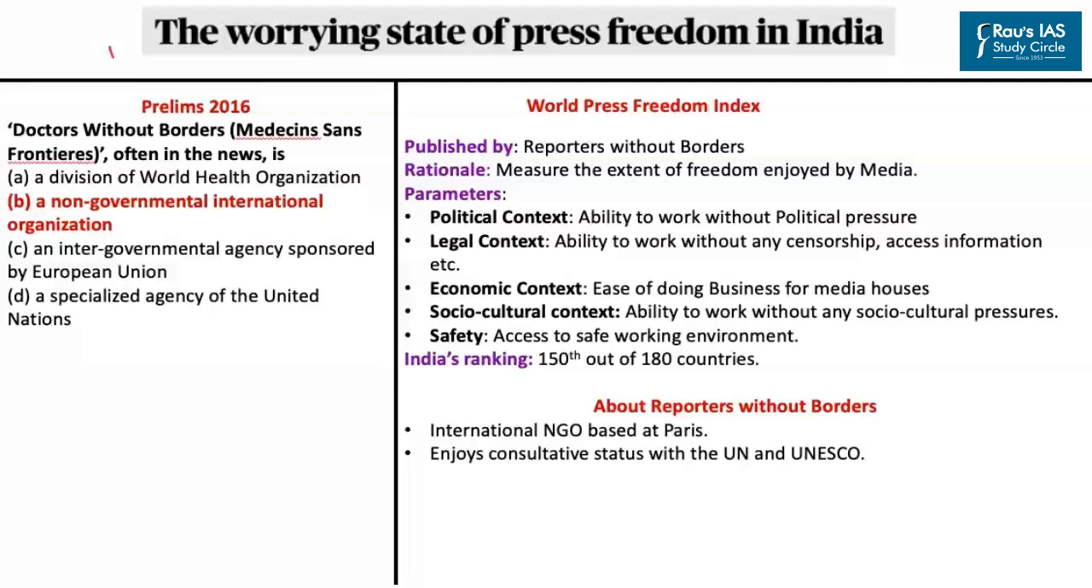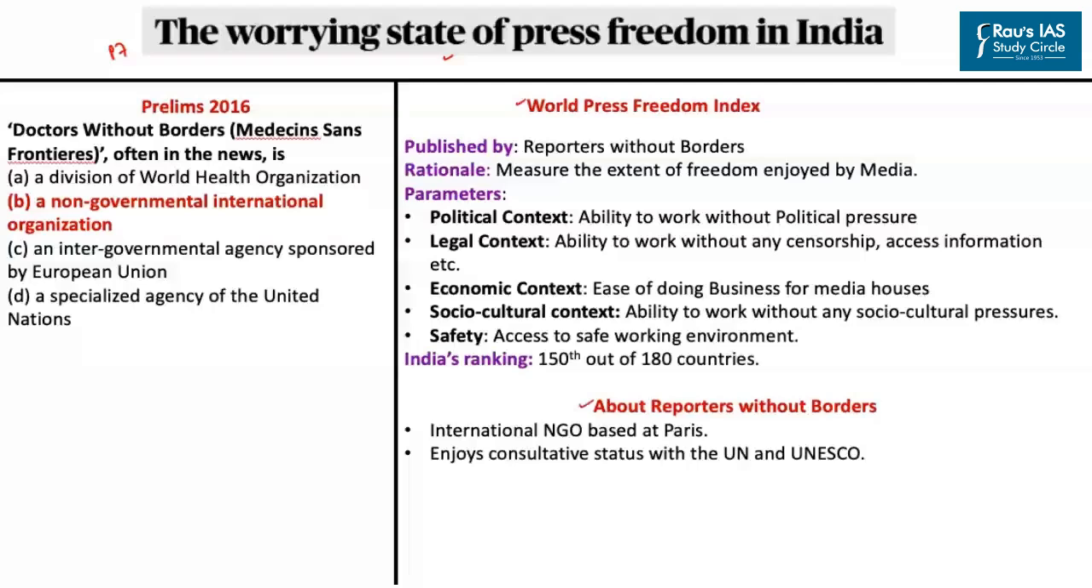The next article appears on page number 7. The article is titled The Worrying State of Press Freedom in India. Now this particular article is based upon the recently published World Press Freedom Index. So as far as your prelims examination is concerned, you just have to have an idea as to what this index is all about and which agency publishes this particular index. If you know these two things, that is more than sufficient.